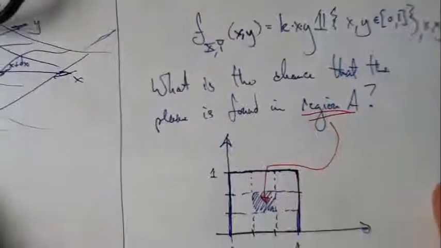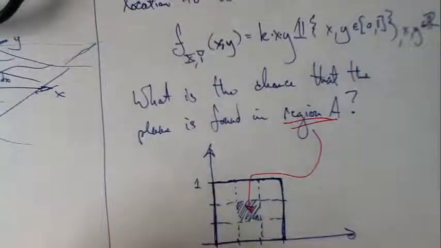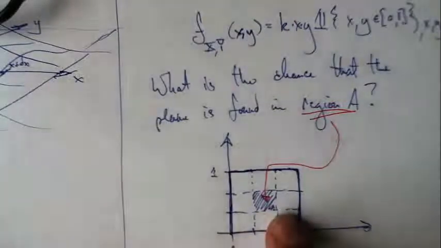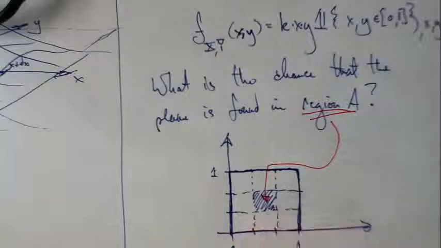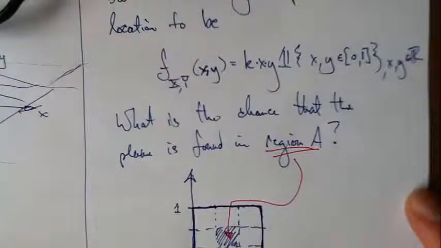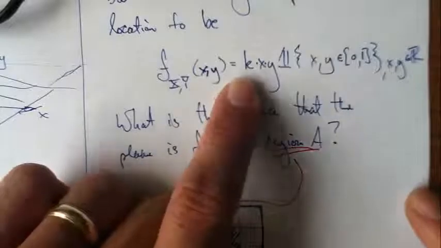So what we want to know is, what's the chance that the plane is found in region A? Maybe we want to know that because we can search region A pretty easily, and we want to know, hey, what's the chance that it's actually there? So the first thing we need to do is find the value of the constant k. k is a constant. It's a scalar.